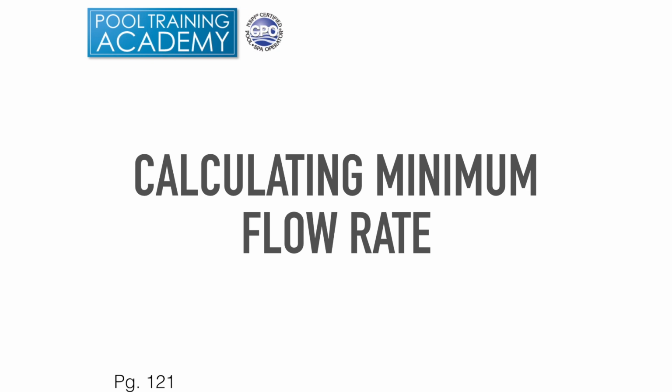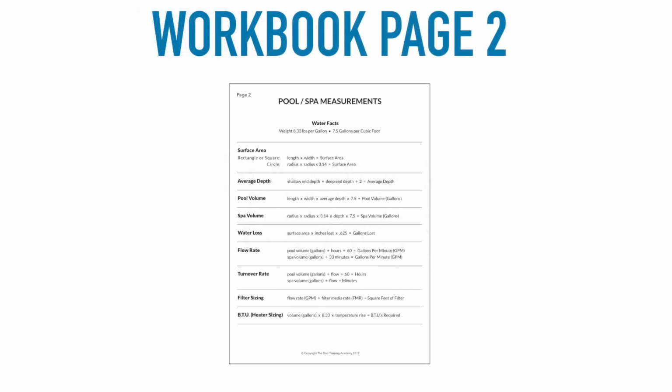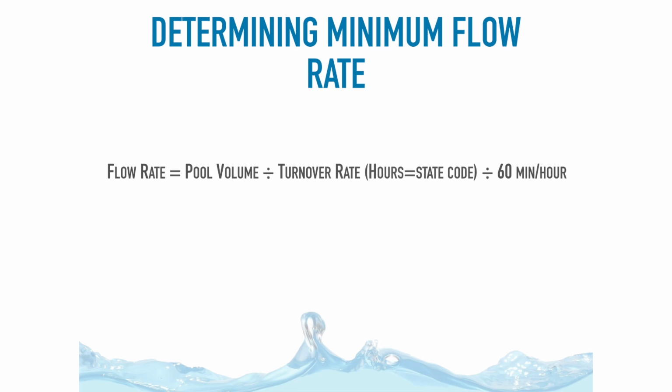If you need to rewind and let that sink in, feel free to do so. Essentially, as long as our flow rate is good to go, we can know that our turnover rates are being hit every single time. So let's figure out how we calculate this minimum flow, the slowest our water can move before we get kicked out of our code requirement. Again, on page 2 of your workbook, towards the very bottom, you're also going to see our flow rate calculation. Now remember, we are calculating our minimum flow here. This is the slowest our water can move.